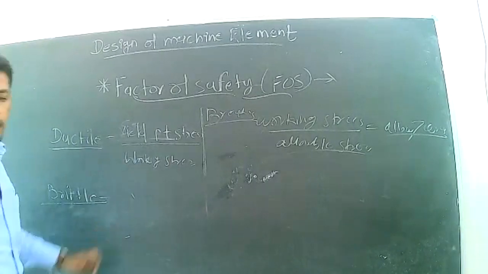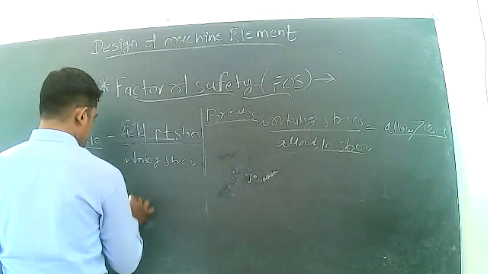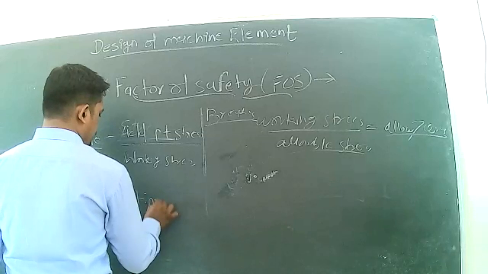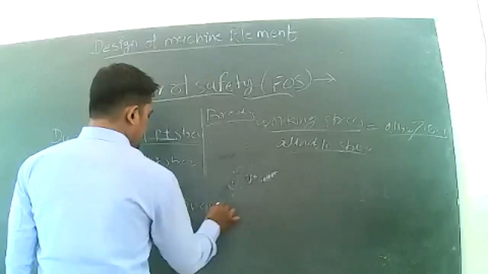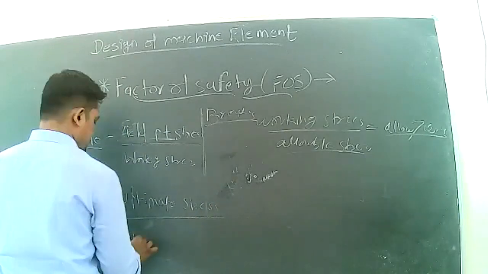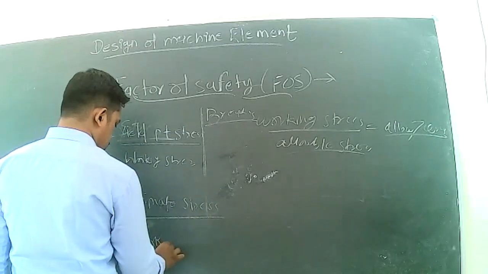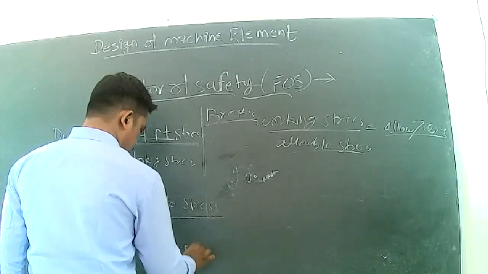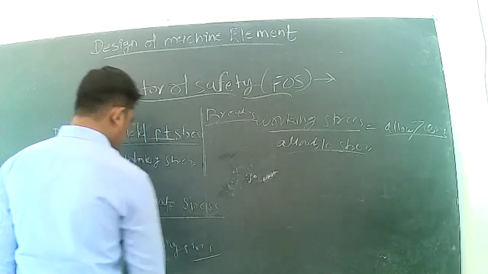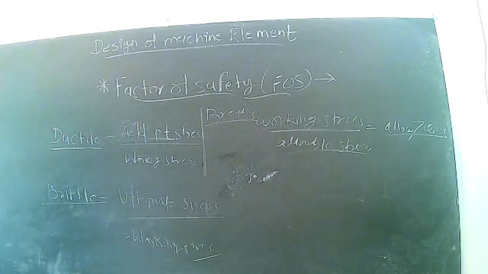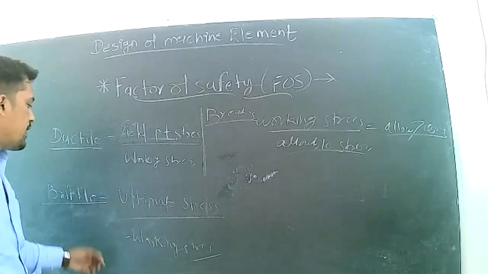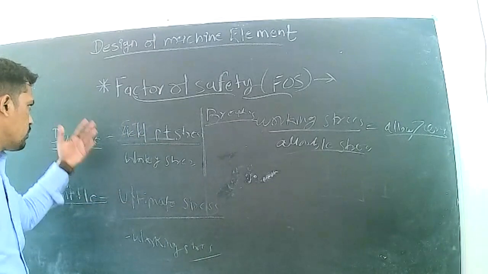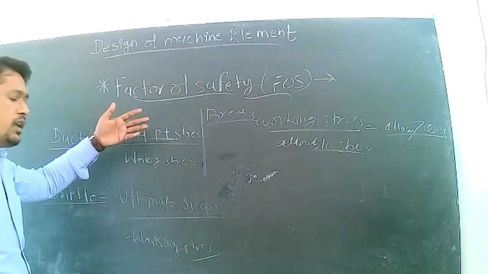For this, ultimate stress divided by working stress. For the brittle material, it is ultimate stress divided by working stress. This is the factor of safety for the brittle material. So we have seen what my factor of safety is.